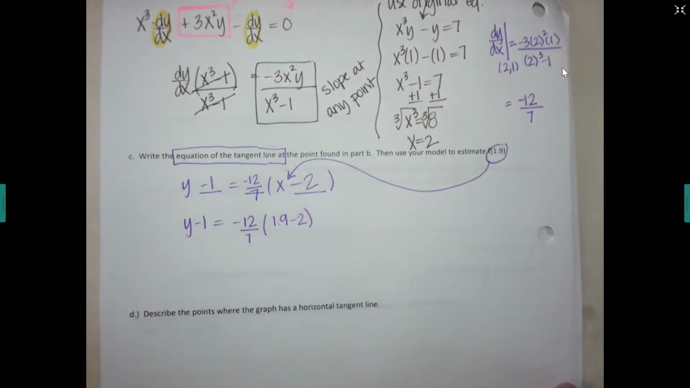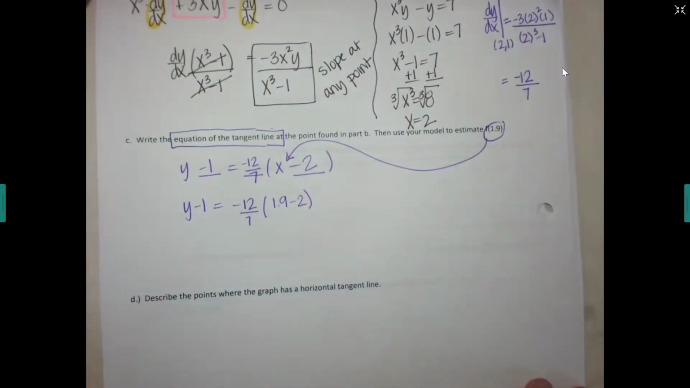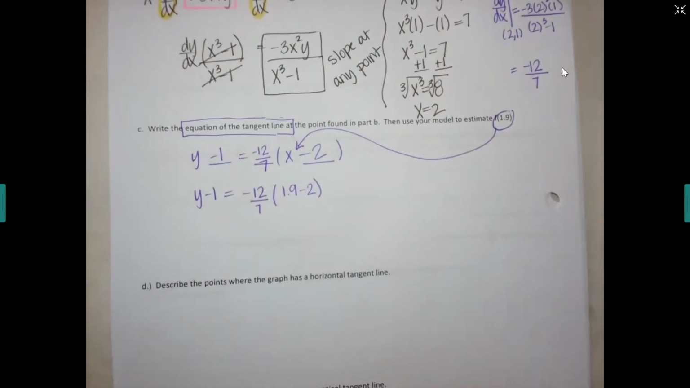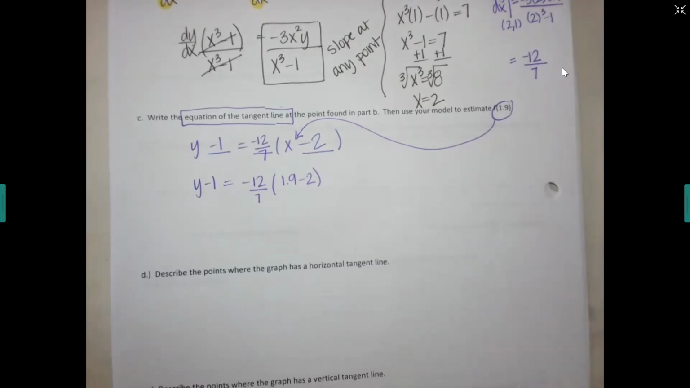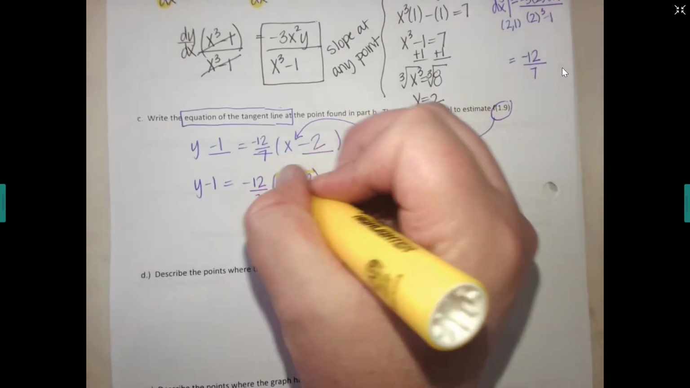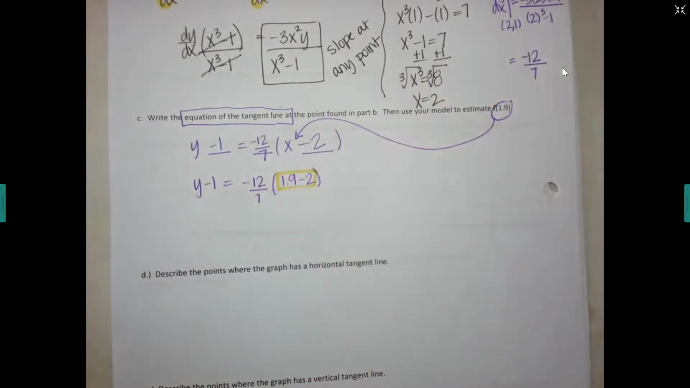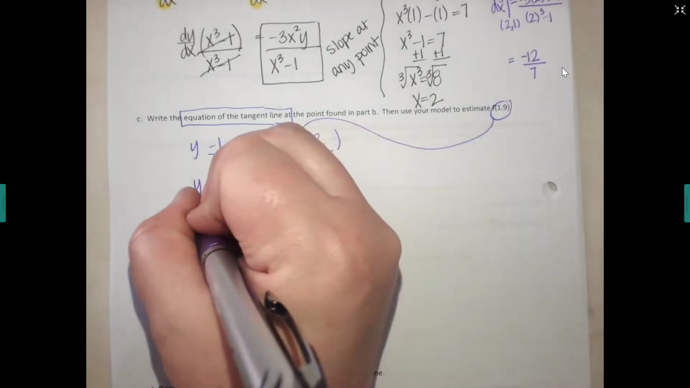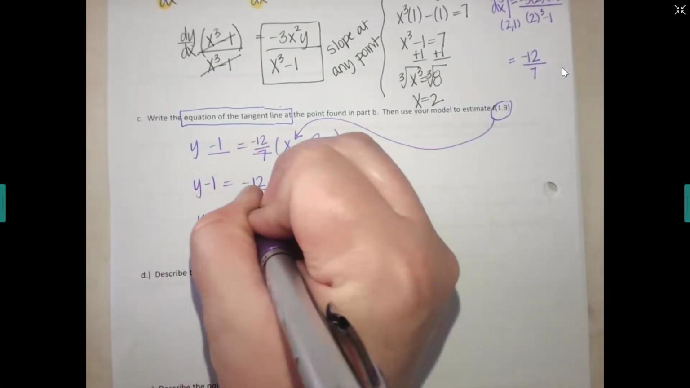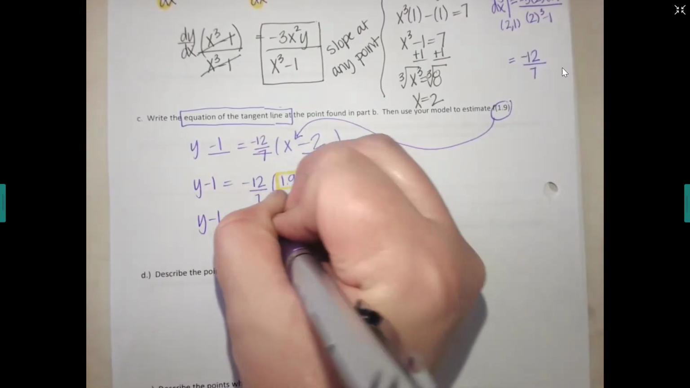Now, they're going to pick numbers on the AP test that will make this usually pretty manageable. So what I mean by that is that you should be able to subtract this. Okay, what would 1.9 take away 2 leave you with? What decimal? Perfect. Okay, so you have this. y minus 1, negative 12 over 7, negative 0.1.